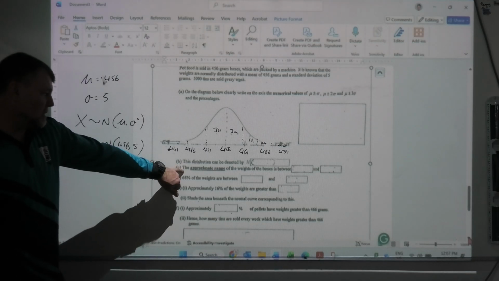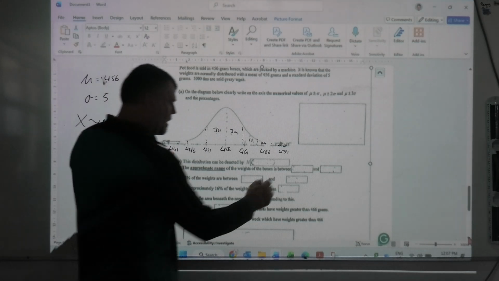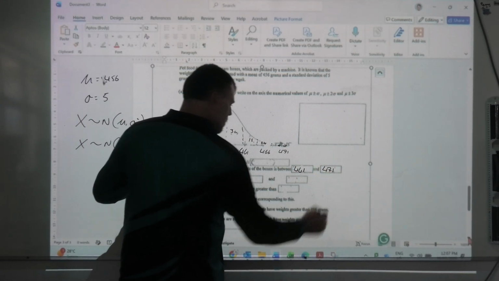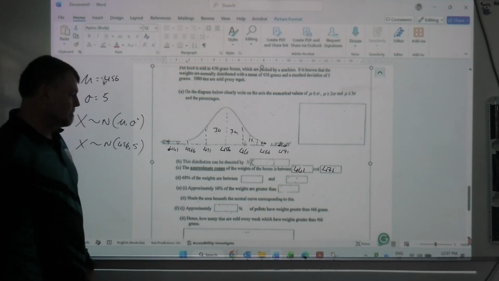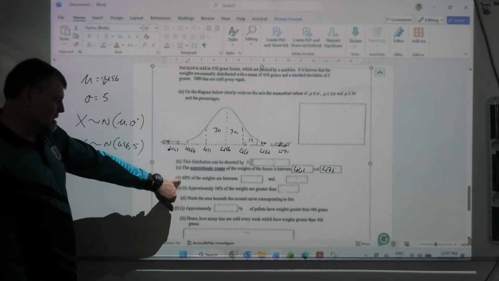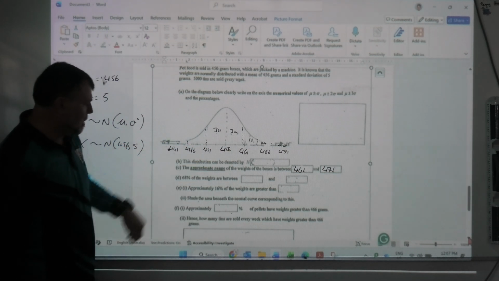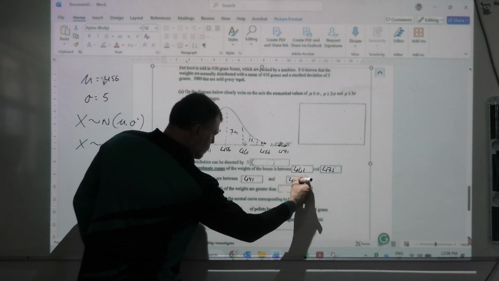The approximate range of the weights of the boxes is between, well, 441 was your lowest, sorry, and 471 is your highest. 68% of the weights are between, well, they're between one deviation above and below it. So 451 and 461.